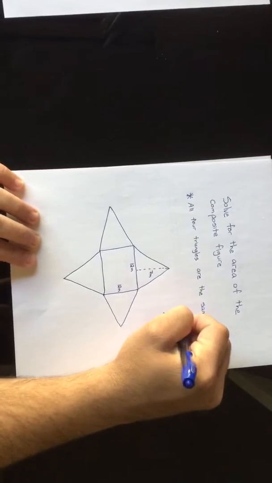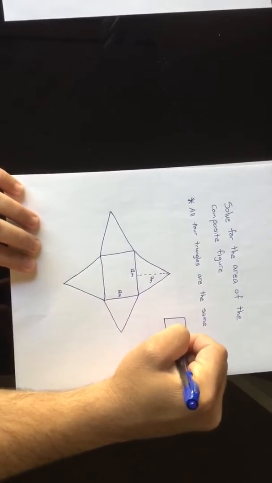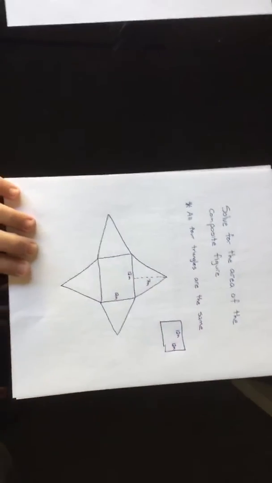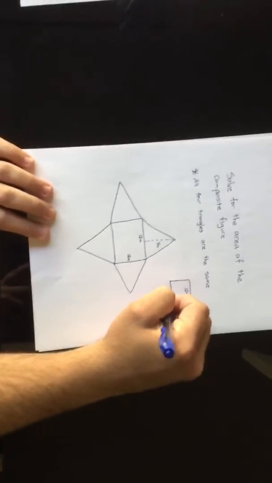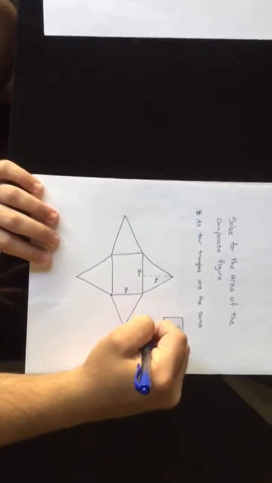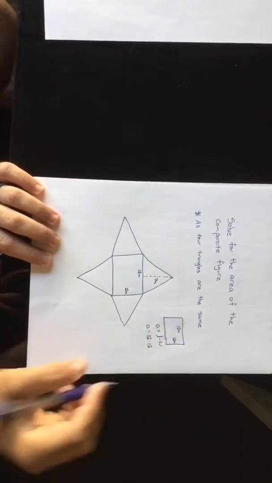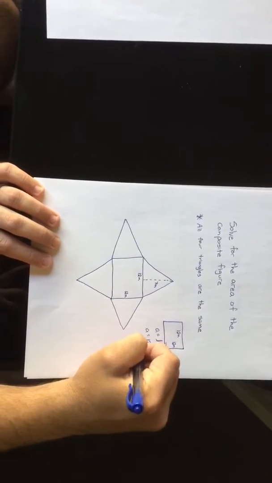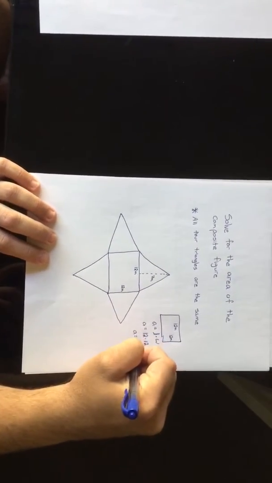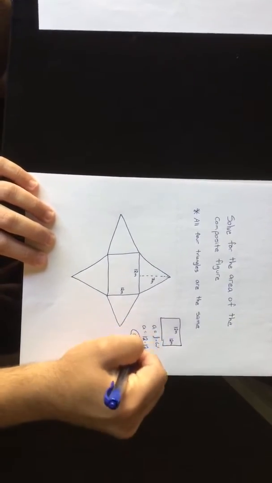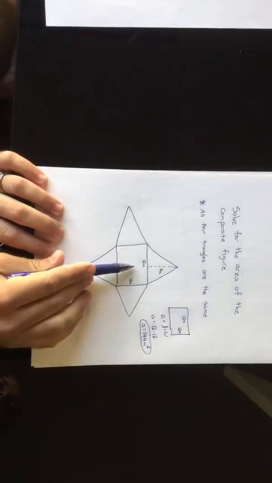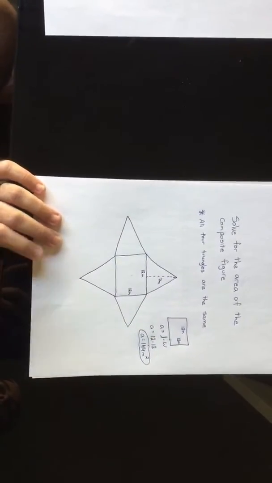that is 12 meters by 12 meters. How do you find the area of a square? Length times width. So what is 12 times 12? Well, that would give you 144 meters squared. Again, that's this square piece right here.